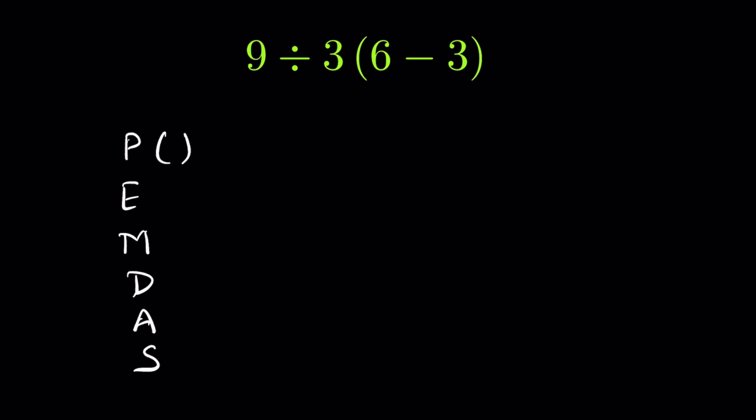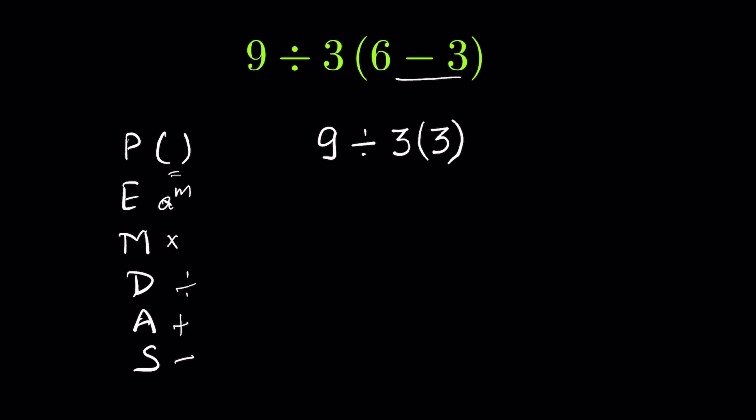So here we have no exponent, we have parentheses, and we have subtraction. So first we will solve the parentheses. So 9 ÷ 3(6 − 3), and 6 − 3 is 3. Now the first step where students make a mistake is that they write 3 like this, 6 − 3 is 3, and then they write 3 like this because here we have no sign.